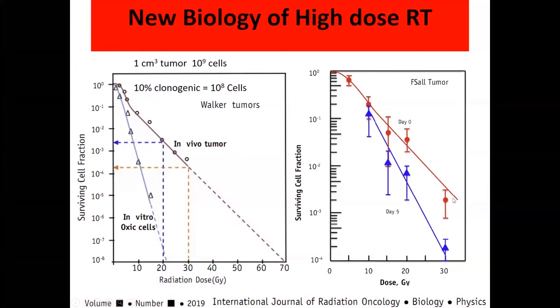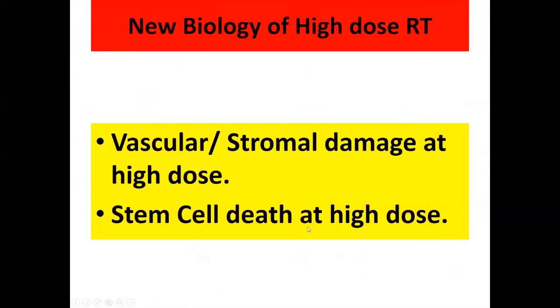But when we removed the tumor after 5 days and generated the cell survival curve, it was much steeper, which means that another process of cell kill also contributes to overall cell kill, apart from the alpha beta ratio. So these experiments clearly indicate that some other process of cell kill also gets triggered, and rightly so. It has now been well established that vascular damage and stem cell death also contribute to overall cell kill.